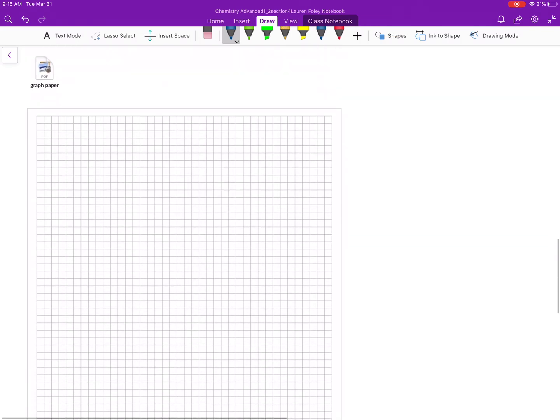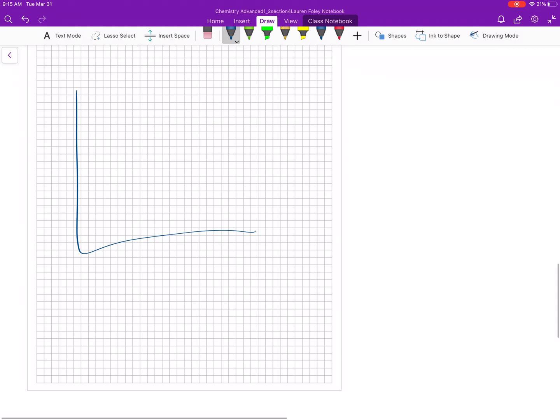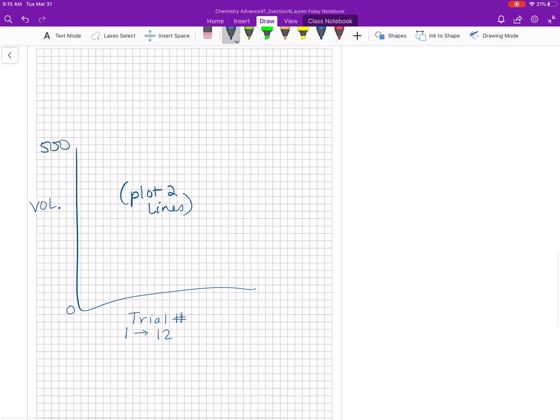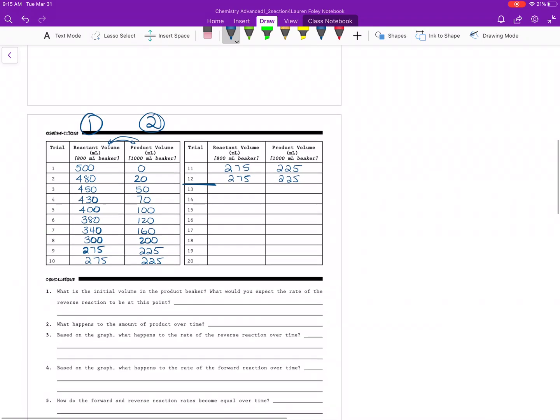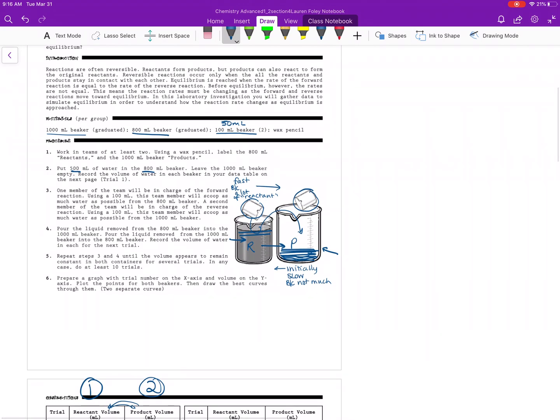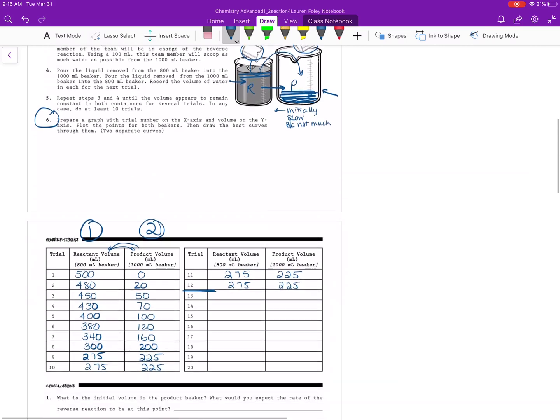So on your x-axis, you just put an axis on here neatly. This would be trial number. So this would go from 1 to 12. And this would be volume. And this would go from 0 to 500. And you would have two lines on this graph. You can make them different colors. You're going to connect all of your reactant dots together and then all your product dots together to show that your two lines are on here. Here's how you would graph this.